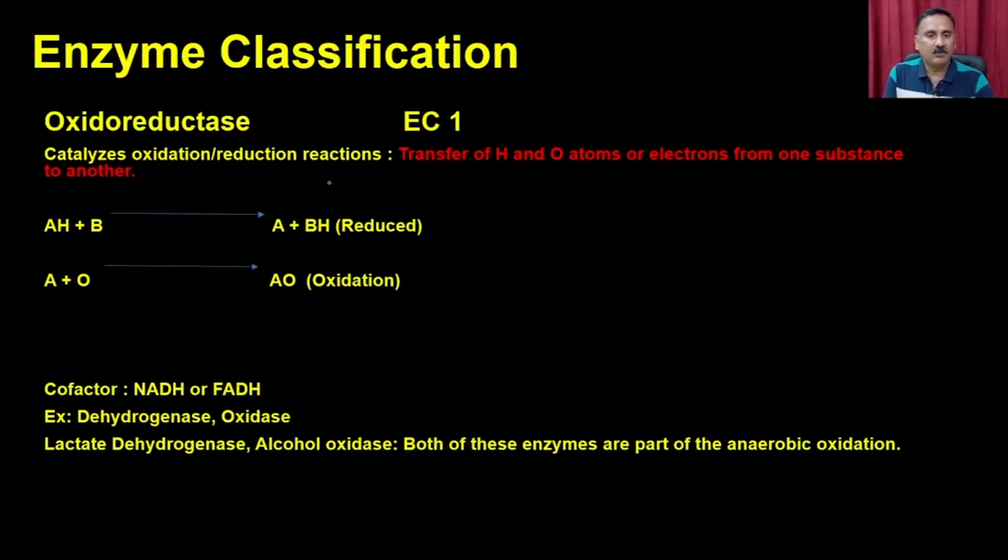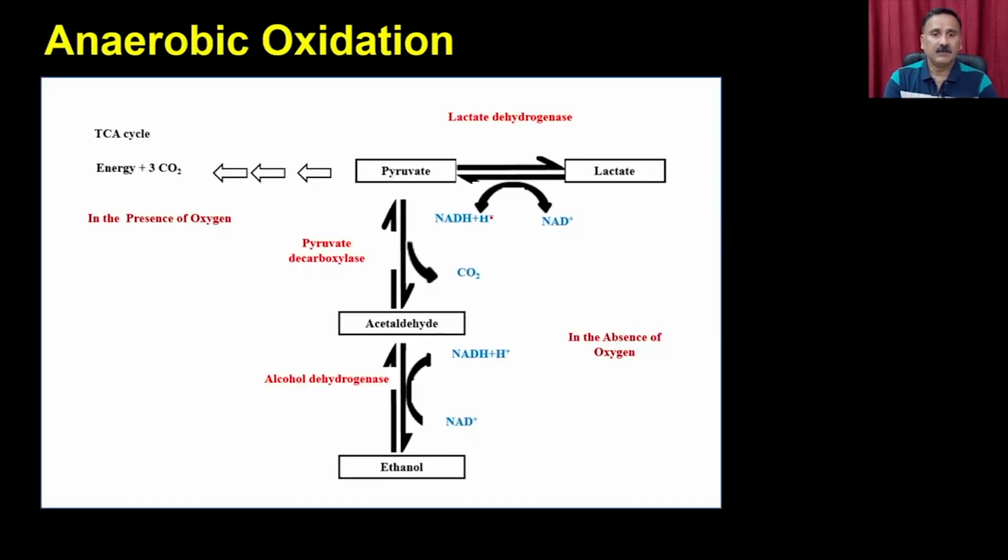Now, when we talk about the oxidoreductases, they play a very crucial role in many of the metabolic reactions and many of the metabolic processes. One of the metabolic processes where the oxidoreductases play a very crucial role is the anaerobic oxidations. In the presence of oxygen, the pyruvate synthesized by the glycolysis is going to enter into the TCA cycle, and that's how it is going to produce the energy.